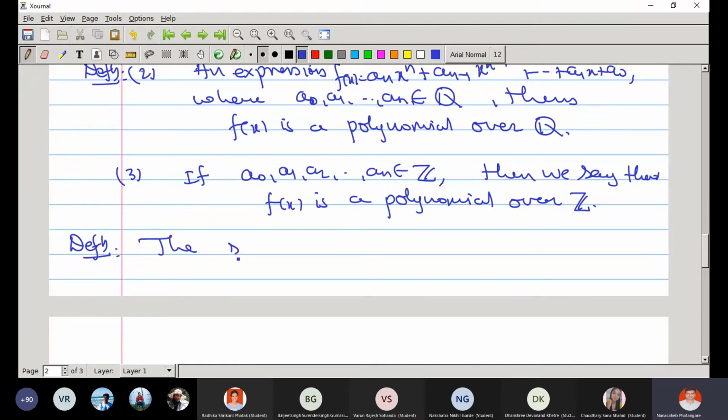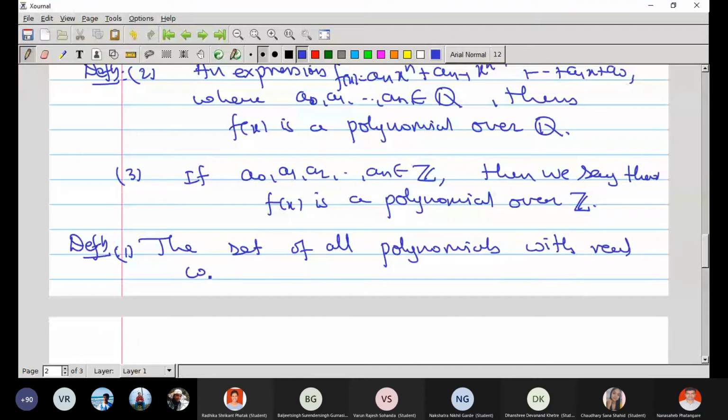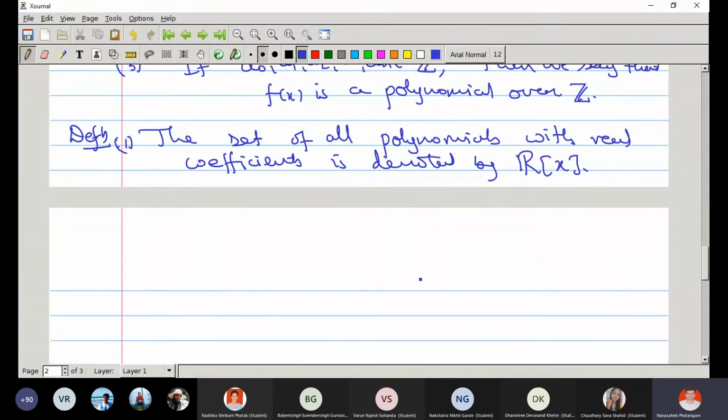The set of all polynomials with real coefficients is denoted by R[x], right? So what is the set of all possible polynomials? Therefore, what is R[x]? The set of all polynomials with real coefficients.